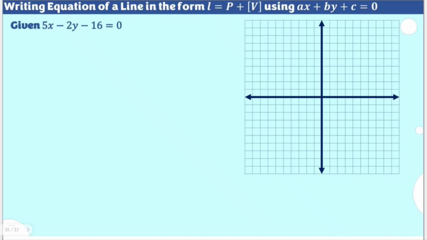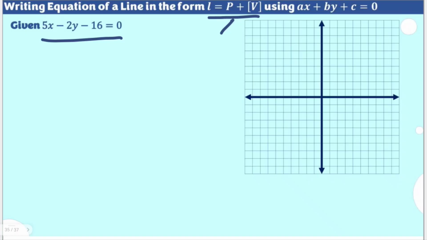We are given 5x minus 2y minus 16 is equal to 0, and this is in the form of ax plus by plus c equal to 0. Now we are asked to determine the equation of a line in the form of L equals P plus a direction vector, using vectors. In one of the videos in this playlist, we identified this form starting with that. So we're just going to reverse the process and be guided by the important steps.